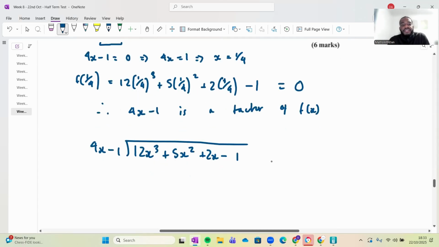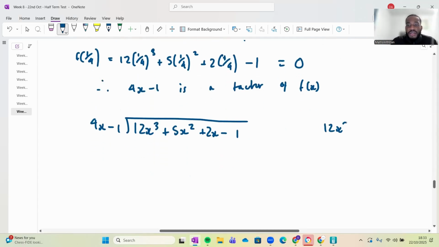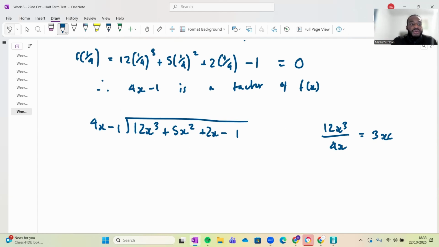Firstly, we're going to do the 12x cubed divided by the 4x. 12 divided by 4 is 3. X cubed divided by x is x squared. So that would go there. And then we're going to times that 3x squared by the 4x minus 1. So 3x squared times 4x is 12x cubed again, and times the minus 1 is minus 3x squared. Take those away. Those cancel. 5 minus minus 3 is 5 plus 3, which is 8, so that's 8x squared. Bring that down, 2x.